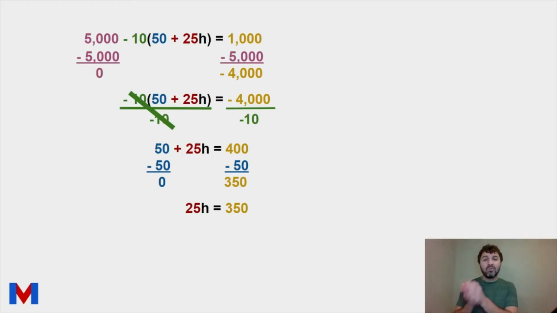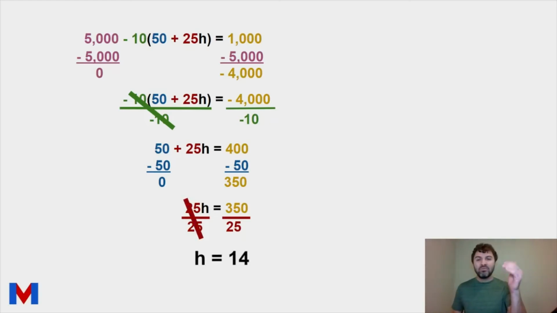And now I need to get rid of that 25. I'm trying to get the h by itself. That's 25 times h. So the opposite or inverse of times is to divide. So 25 divided by 25, and whatever you do to one side, exact same thing to the other side. 25 divided by 25 is 1. 1 times h is h. And 350 divided by 25 is 14. All right.